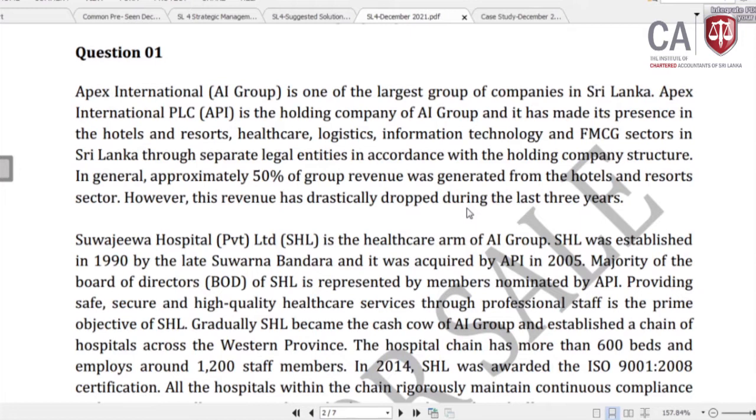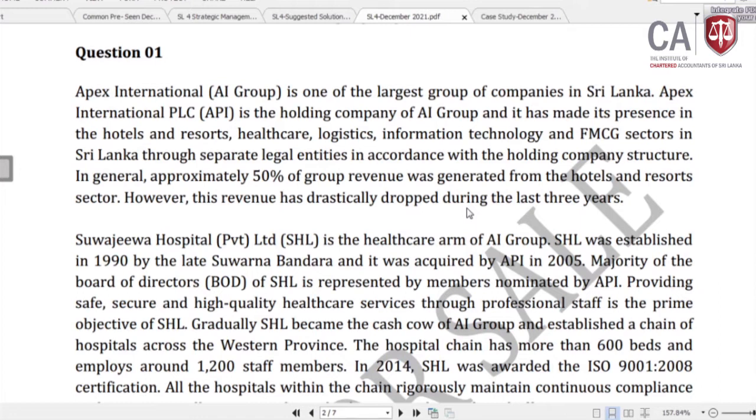In Sri Lanka through separate legal entities in accordance with the holding company structure. Separate legal entities means we may have established separate companies and registered them under the Companies Act. Right? He has mentioned the holding company structure. So, probably there may be questions to test your knowledge on this holding company structure, right. That is why he has given that particular name here.